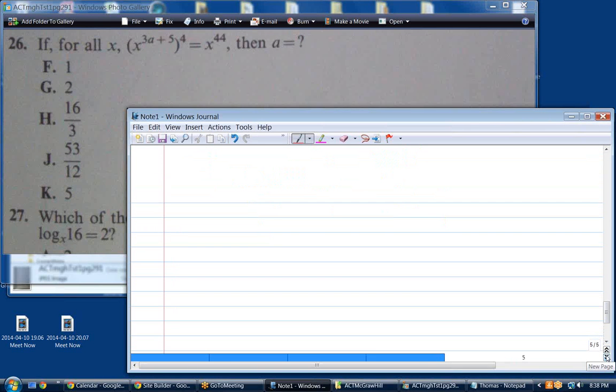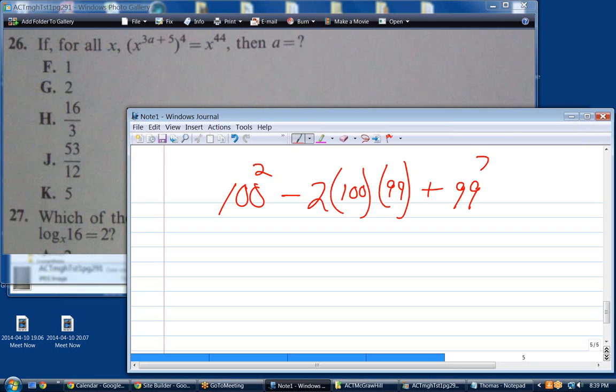Knowing what a plus b squared is is a big thing. You want to do that. You want to know that by heart. I'll tell you why. What's this equal to? And I almost defy you to even give me an answer using your calculator. I'll bet you that would be tough.